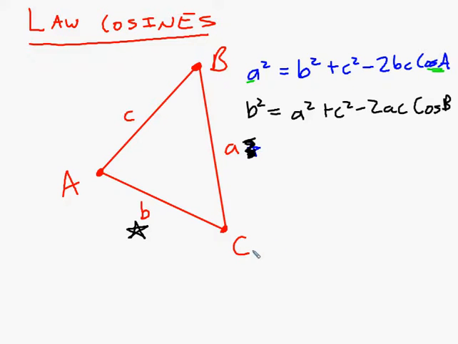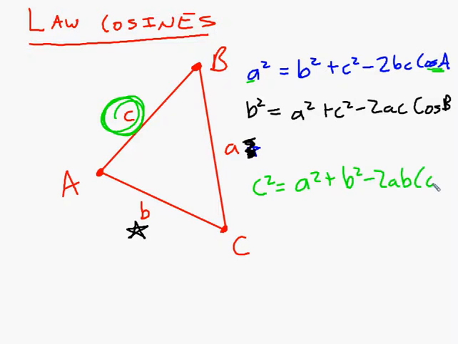So it is indeed a pattern here. Hopefully, after having seen the pattern twice, you can figure out what the third one would be. Maybe I'm interested in C. So that's going to be C squared, fill it in. C squared equals A squared plus B squared minus 2AB cosine C.